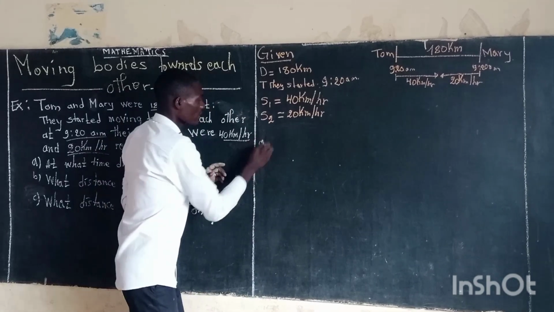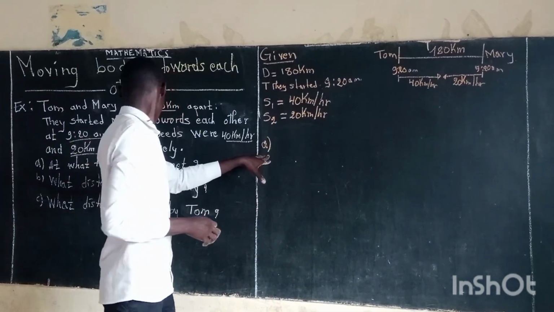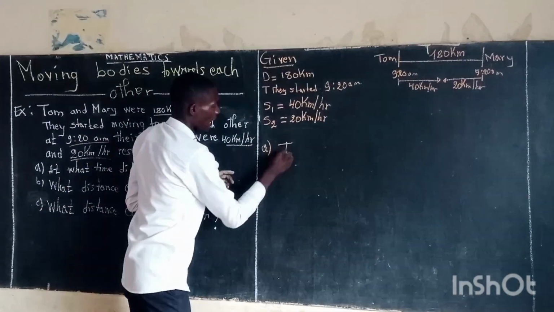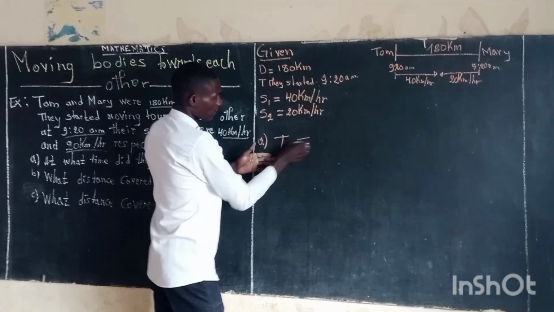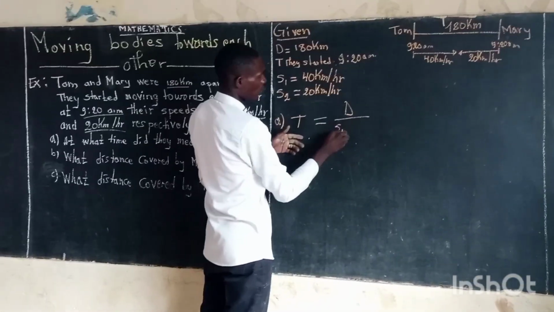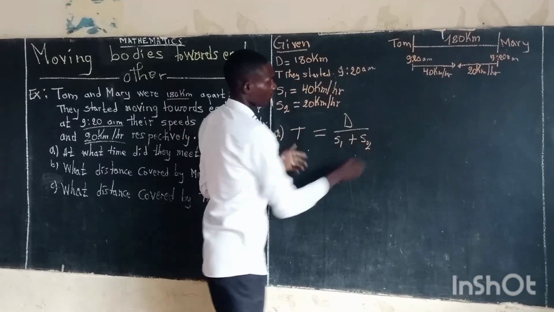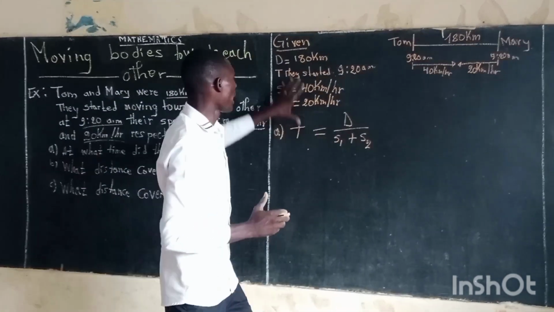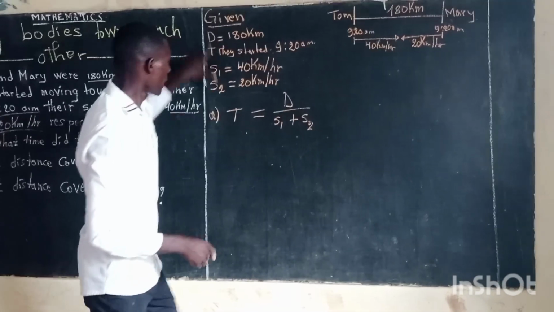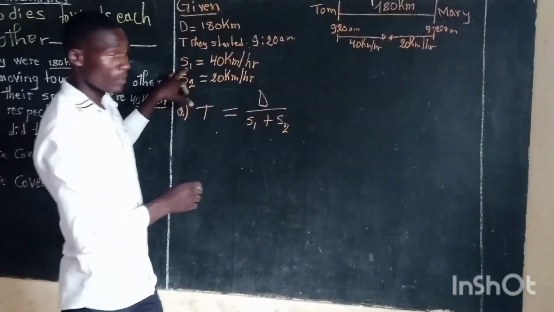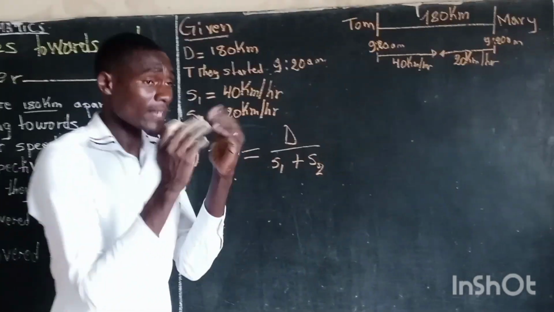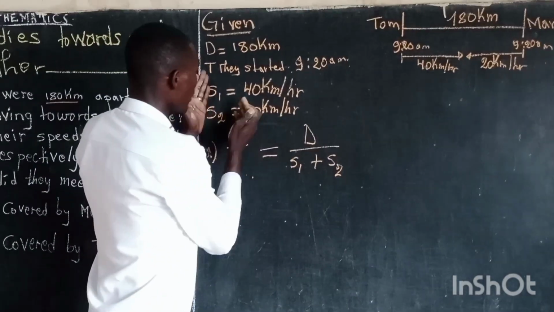As the first question asks, we use the formula: time is equal to the distance over speed 1 plus speed 2. Remember that we have all our given. We have the distance, we have our first speed, and we have the second speed. So we are just going to replace what we have here.